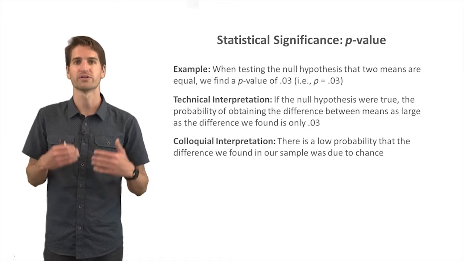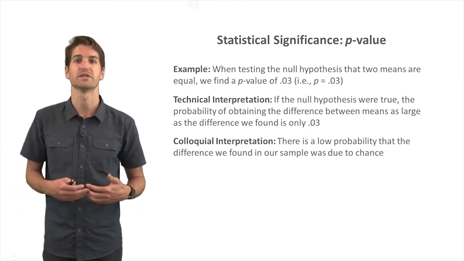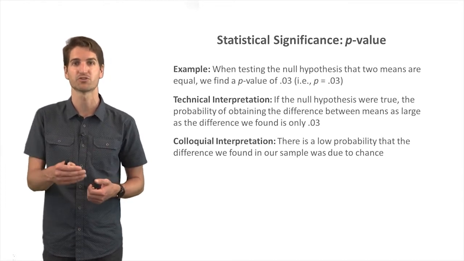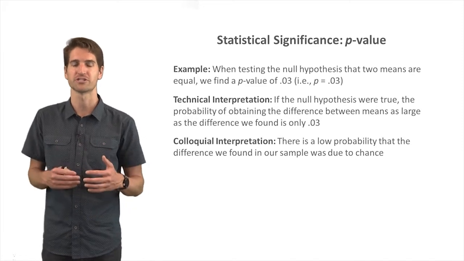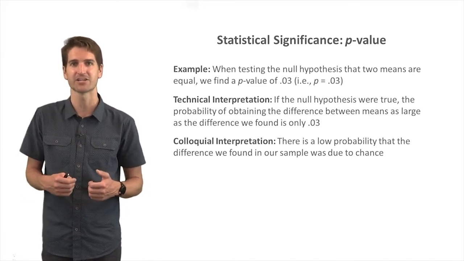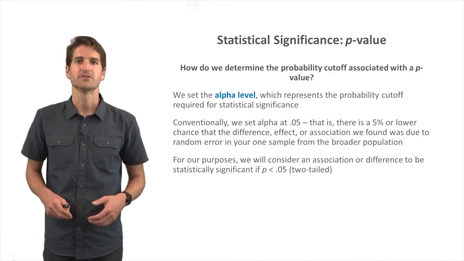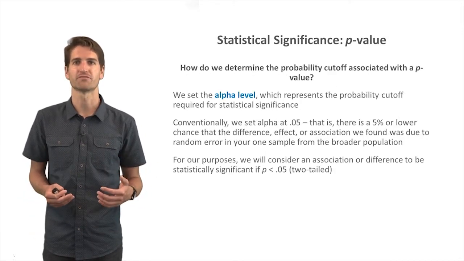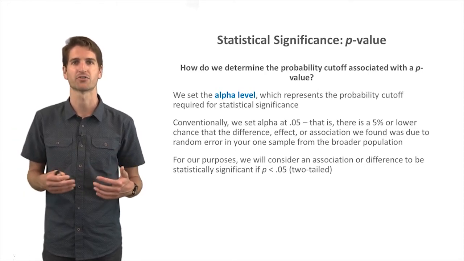Now, the colloquial interpretation, how you might describe this to a friend or a stakeholder, would be that there is a low probability that the difference we found in our sample was due to chance. The colloquial interpretation is not exactly accurate, but it's typically how we talk about this in everyday language. So how do we determine the probability cutoff associated with a p-value? Well, that's where that alpha value I just mentioned a second ago comes into play.